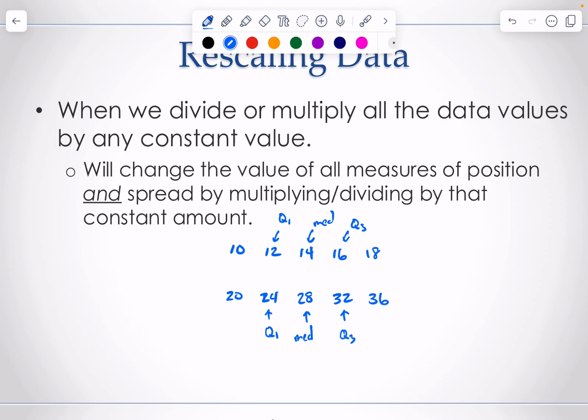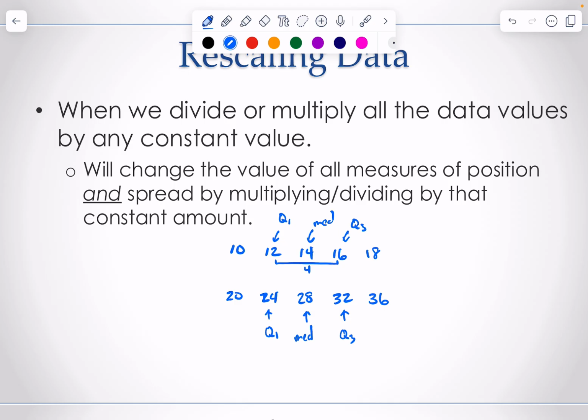So all of my positional measures would double. Same thing with mean and things like that. But whereas shifting the data before really only affected those measures of position, now we note that when I take like IQR here, my original IQR had a measure of 4.